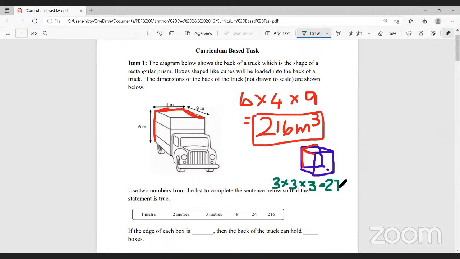All right, go ahead and calculate that. And tell me then if those numbers will work to complete this statement, or to make this statement true. Go ahead and tell me, would these numbers, 3 meters and 216 cubic meters, make this statement true? Come on, guys. I need to see you doing some calculations and sharing your answers here.